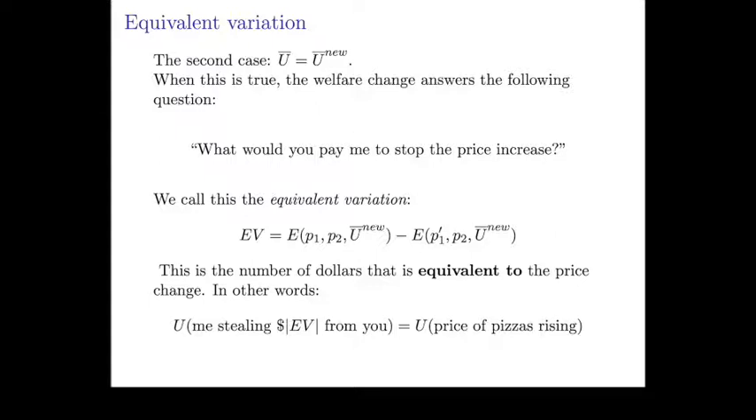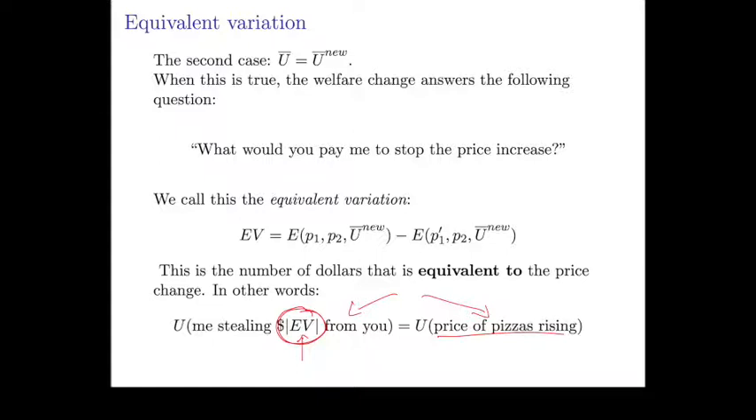So your utility from having me steal this many dollars from you, so we look at the absolute value. So I steal this many dollars from you, or I raise the price of pizzas. One of the two. And you're going to be indifferent between the two scenarios. They both give you the same utility level. So if we calculate what that amount of money is, that's your equivalent variation. So the price increase and the penalty of EV are equivalent.